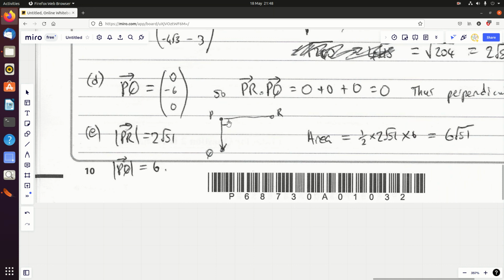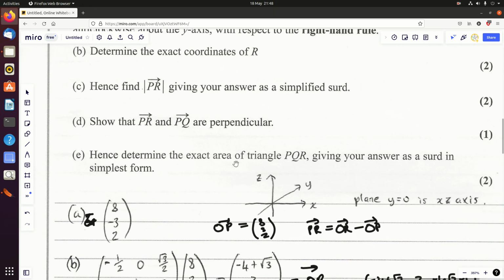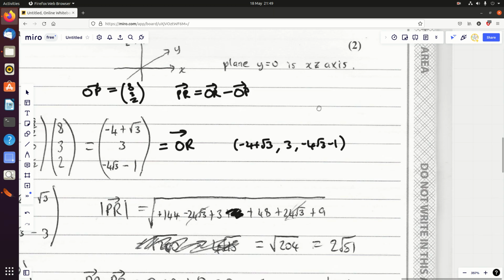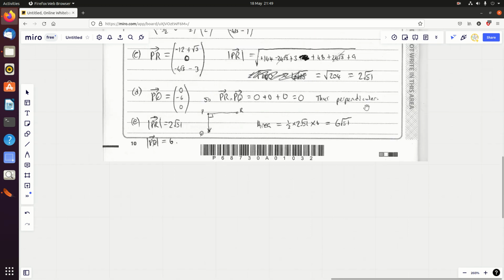Okay, I just drew a little picture here. PR, PQ, I know the right angle's at P, because PR dot PQ is perpendicular, so the right angle must be there. PR was 2 root 51, PQ was 6, so I've got to do a half times 2 root 51 times 6, so I make that 6 root 51, and that's the exact area of the triangle. And I've got my answer as a surd in its simplest form, I believe. Let me know if you think I've made a mistake on that. I'd love to hear it.